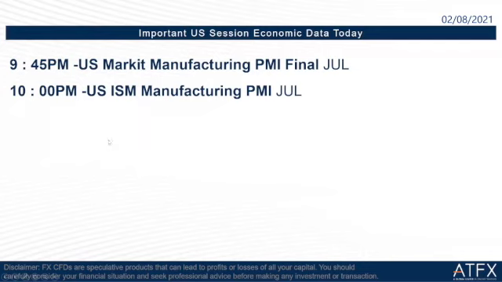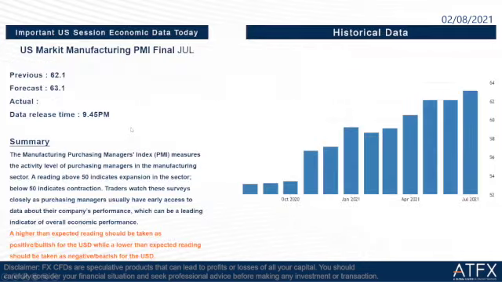Okay, so when it comes to the US session tonight, there are two important economic data releases we have to focus on. The first one is the US manufacturing PMI final for July. The previous is 62.1 and the forecast is 63.1. The data release time is at 9:45 tonight. A higher than expected reading should be taken as positive or bullish for the USD, while a lower than expected reading should be taken as negative or bearish for the USD.